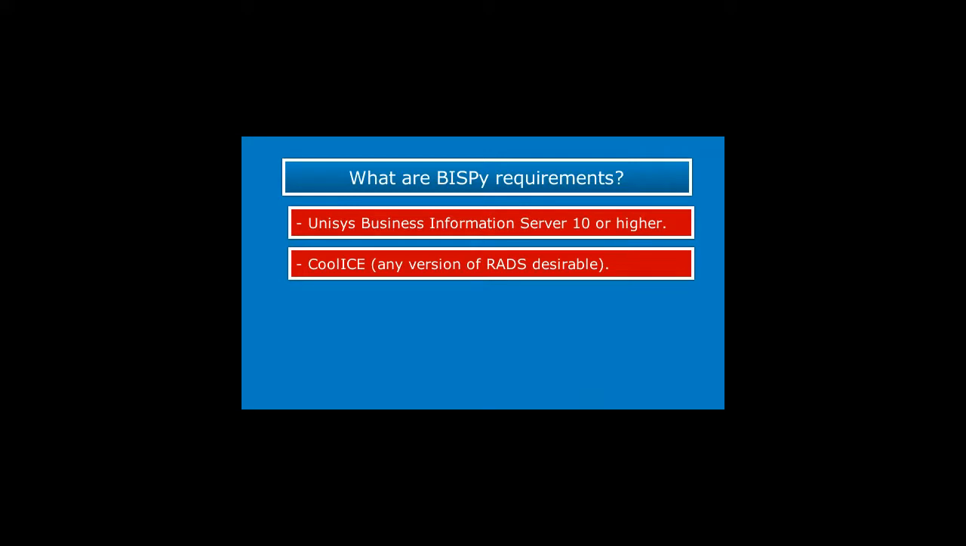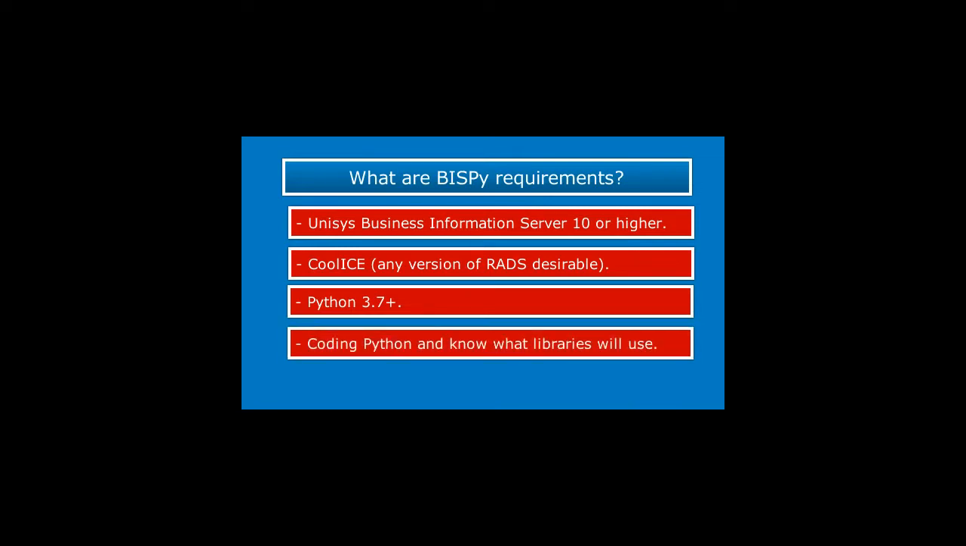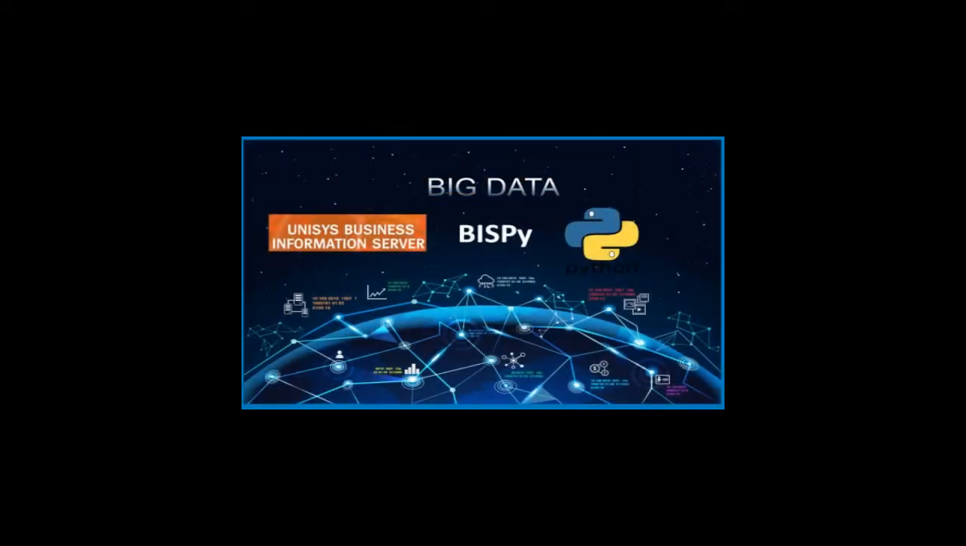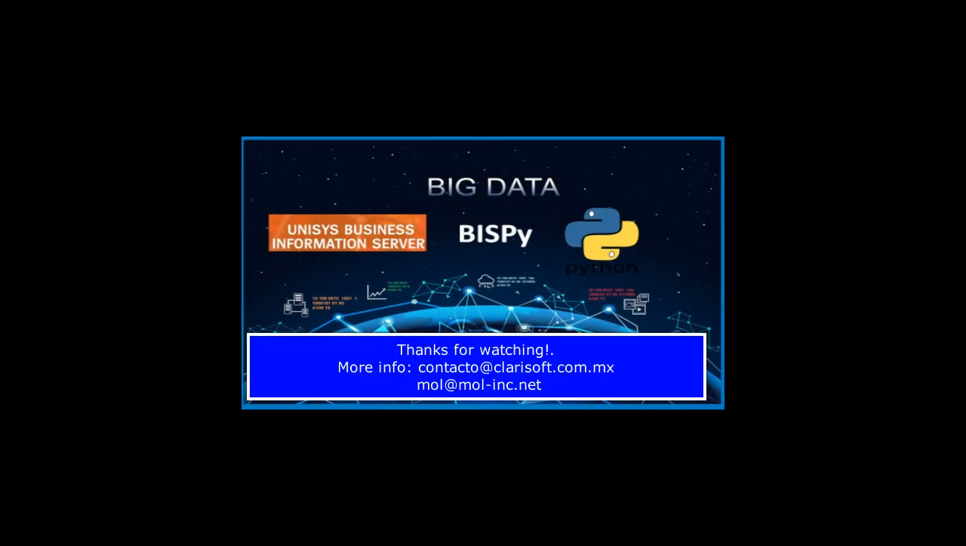BISPy can be used only with BIS without its Cool ICE component, but it has obvious limitations. Python version 3.7 or higher, and install the Python libraries to be used. Notice that Python is free. Some Python coding knowledge of the libraries to be used. Hire consulting services to set up and show how all this can work together. So, now with BISPy you can discover all these new and unknown possibilities of what Unisys Business Information Server can do for you in the new informatic big data world.